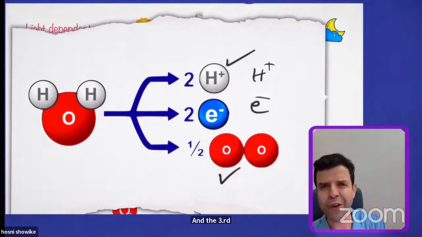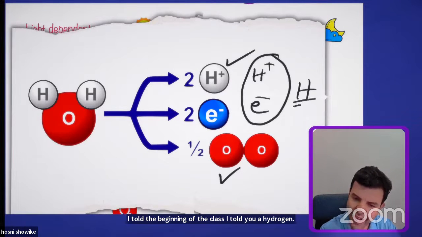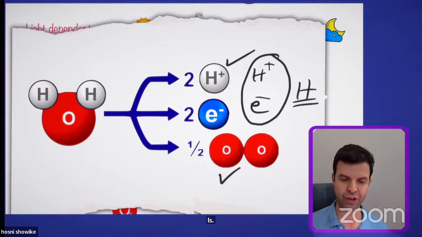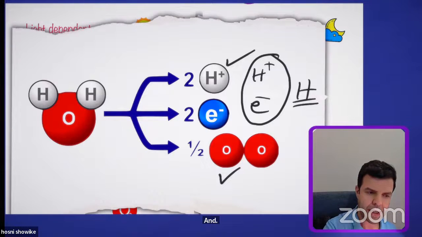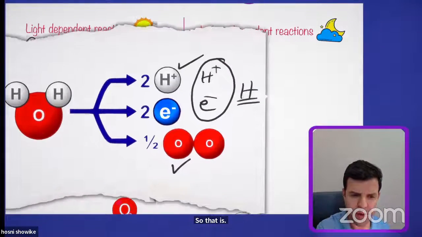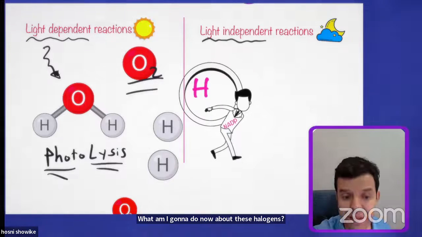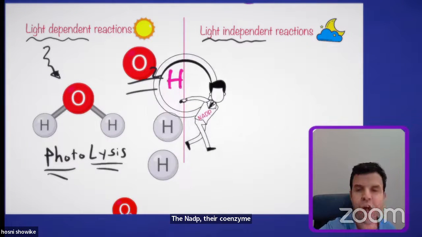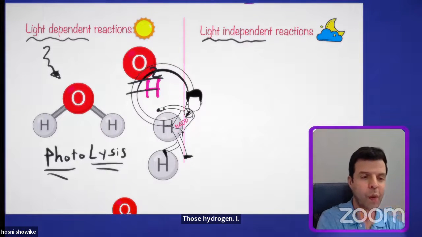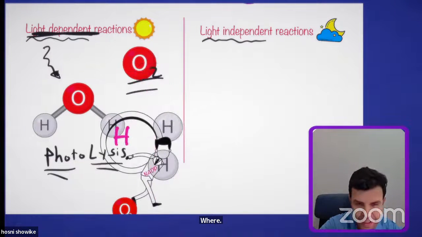Do you remember what I told you at the beginning of the class? I told you a hydrogen is those 2. So every hydrogen atom is a proton and an electron. Okay? So that is photolysis. What am I going to do now about these hydrogens? Do you remember this guy? The NADP, the coenzyme. He is going to take those hydrogen ions from the thylakoid, where light-dependent reaction takes place, is going to take them from here into here.